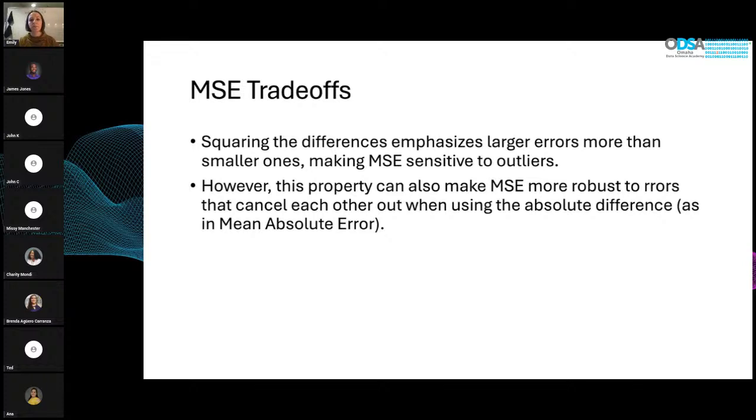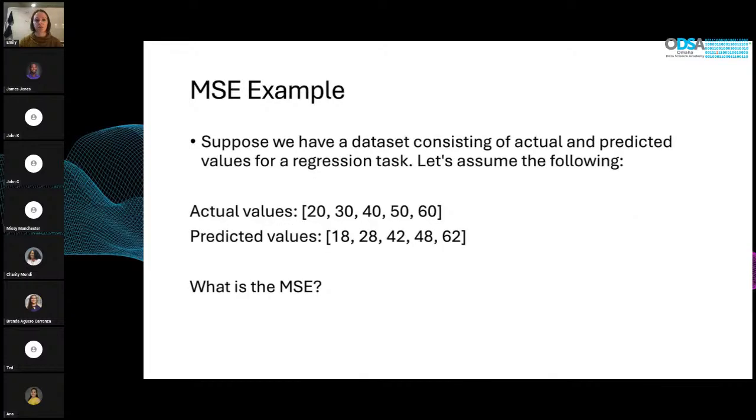However, this property can also make mean squared error more robust to errors, typo there, sorry, that cancel each other out when using absolute difference. So there could be a situation where you're subtracting two things from each other and they cancel each other out.